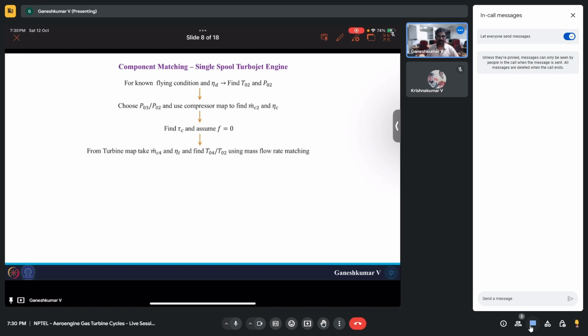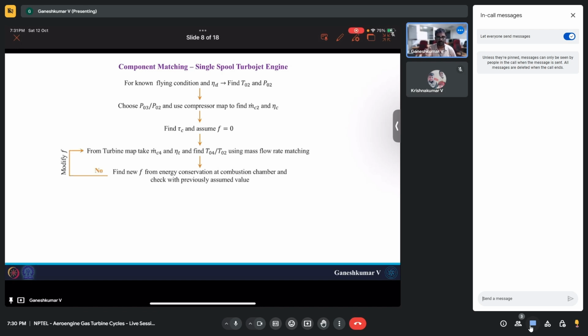Now that we have assumed some f, using this you can actually find out T04 and T02. And using T04 by T02, it is equivalent to say we have also found T04, because we already know T02. Okay, using this T04 by T02, you can find out your fuel air ratio. You can go one step back and see, in the combustion chamber, my temperature rises from T03 to T04. Since I know T04, I can find out what my fuel air ratio would be. Now, if that fuel air ratio is the same as what you have assumed, then you are good to go. So f and T04 by T02 are consistent with each other.